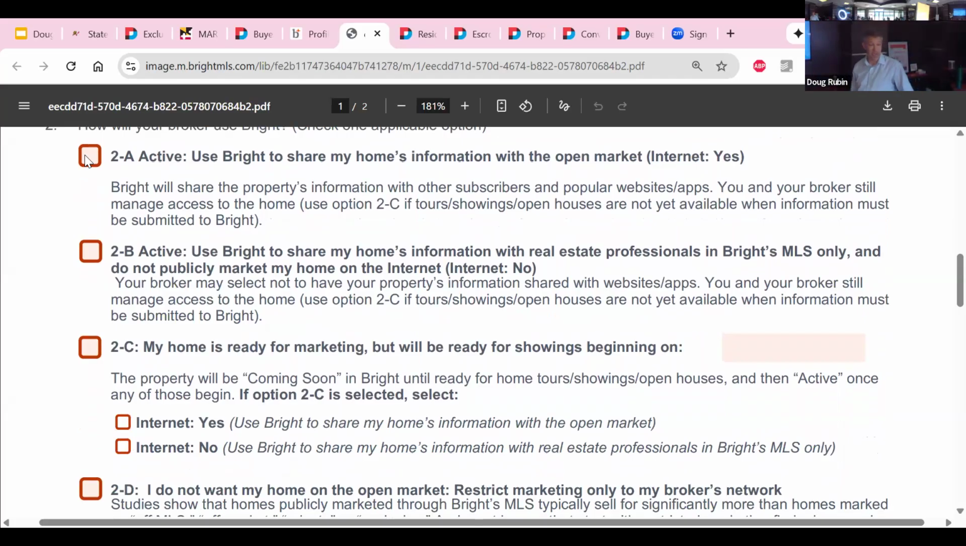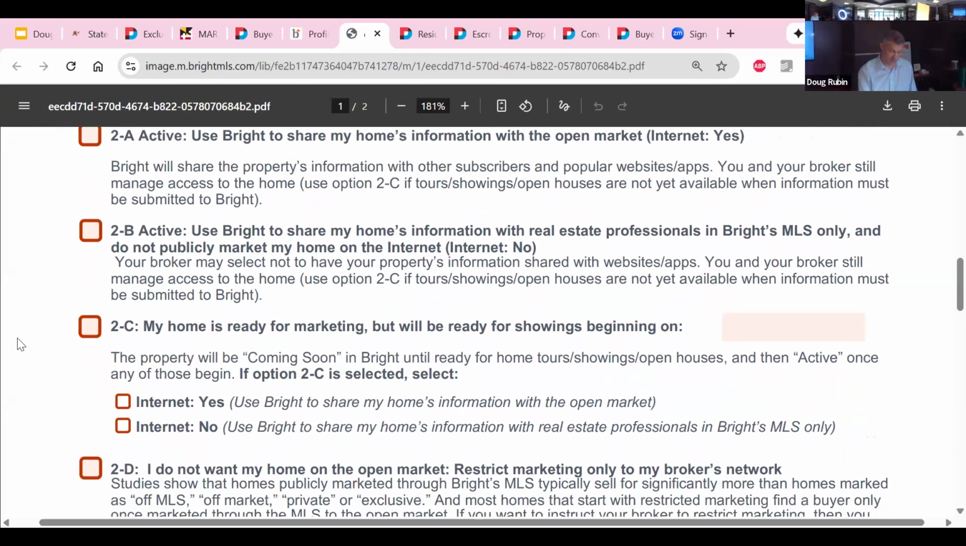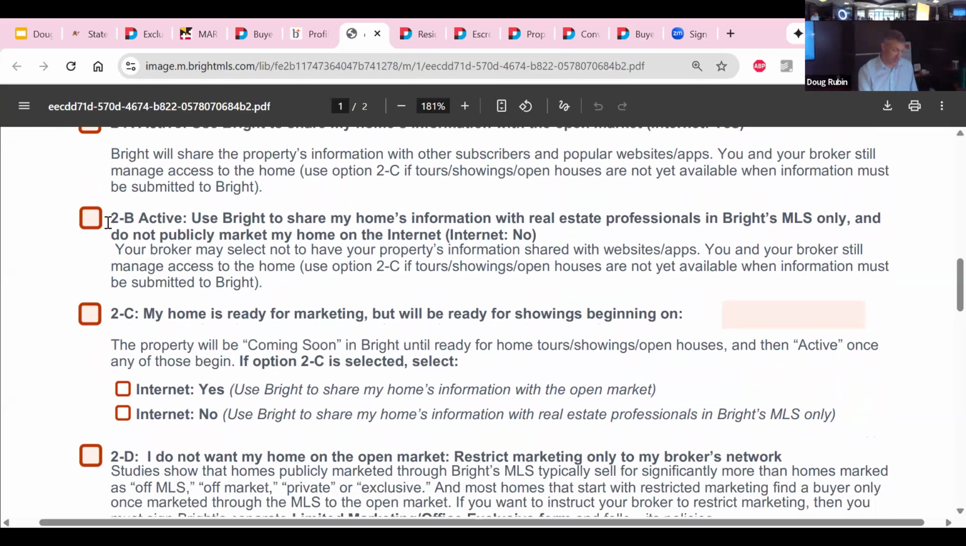Please market my property. I want it on Zillow. I want everybody to know about it. Please put my address out there. 2A, yes. 2B and 2D are a lot more nuanced if they want office exclusive, if they want it to be partially marketed on the internet. 2C is your other common one if they're taking advantage of coming soon.